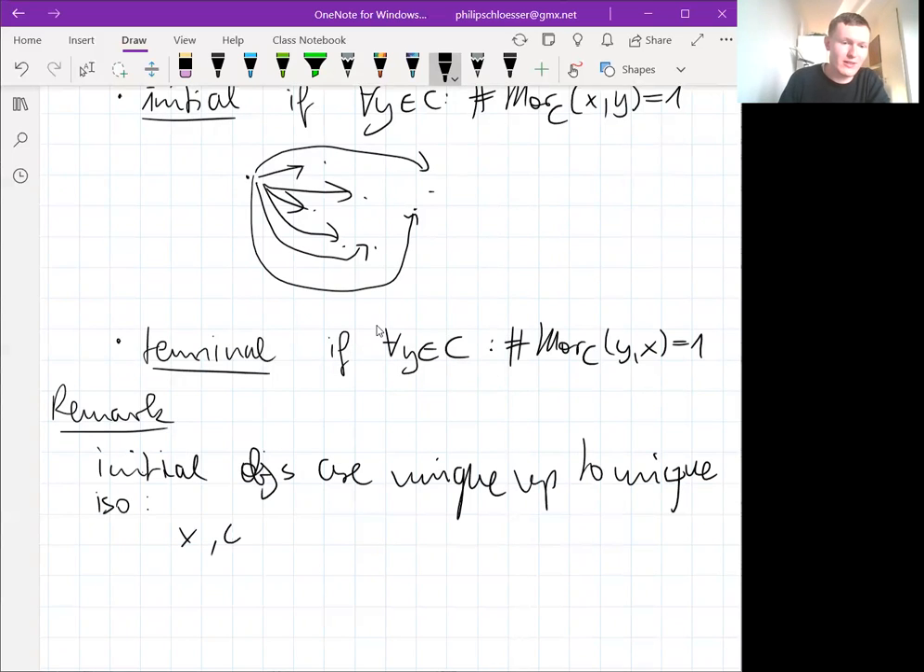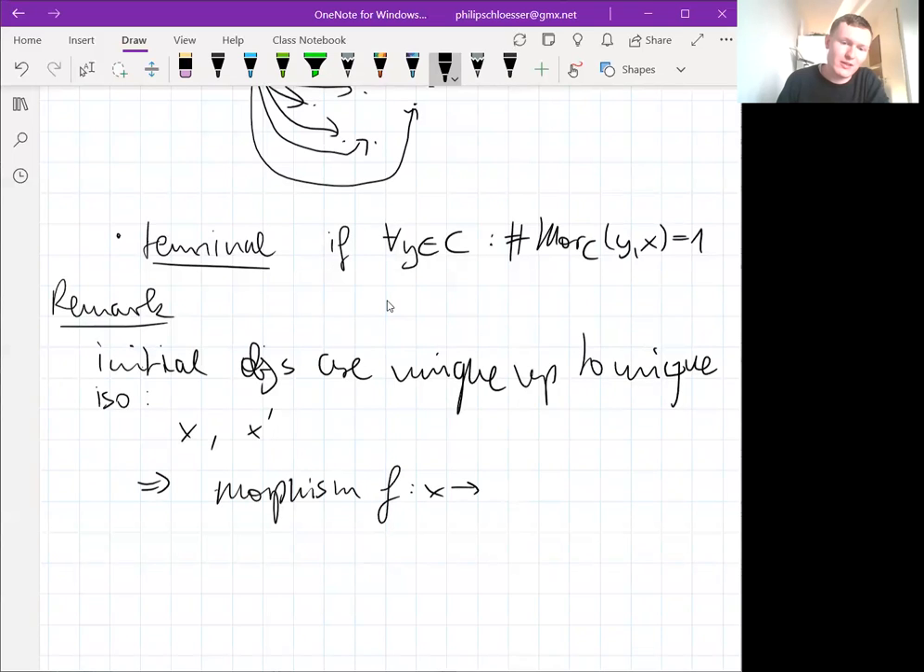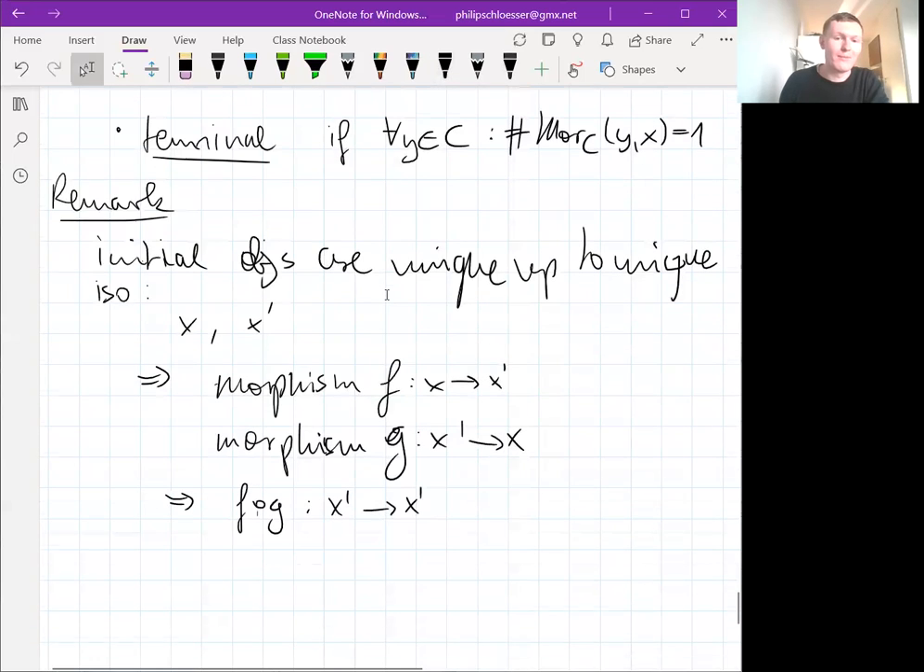Proof being as follows: if X and X prime are initial objects, then because X is an initial object, we have a morphism F from X to X prime, and because X prime is initial, we have a morphism G from X prime to X. Now F after G is a morphism from X prime to X prime, and I know I said every other object, but this really extends to X itself too. There's exactly one morphism from X prime to X prime, which is the identity.